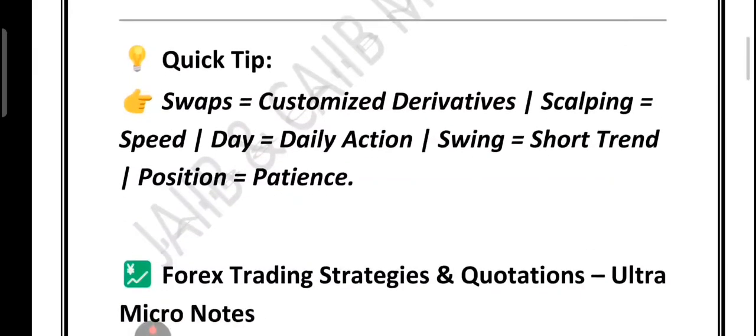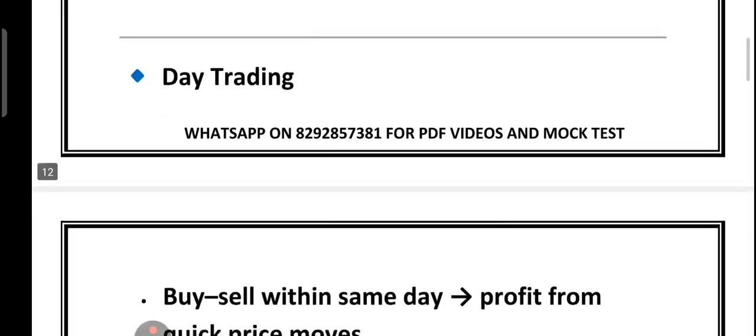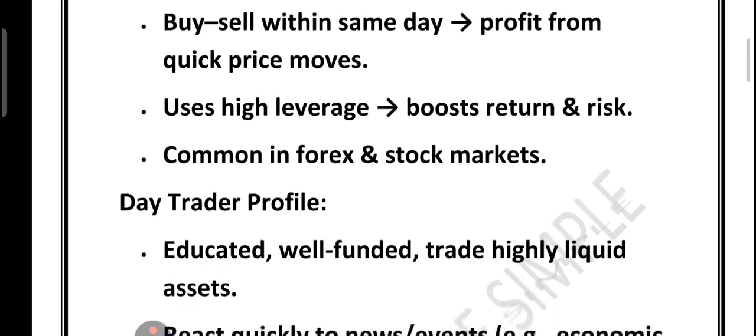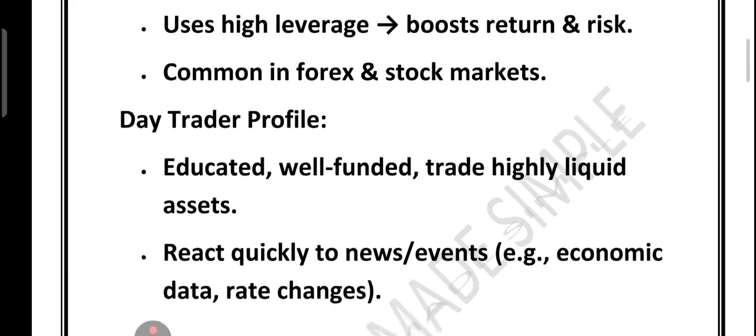So what we have talked just now, I told you that swap is a kind of customizable derivative. Scalping deals with speed, day means daily action, swing means short trend, and position means patience. Please remember these words, very, very important. So day trading, I told you, now you are buying and you are selling within the same day. The goal is to make quick profit. Day trader use the leverage, right? And you will mostly see day trading in Forex and stock market.